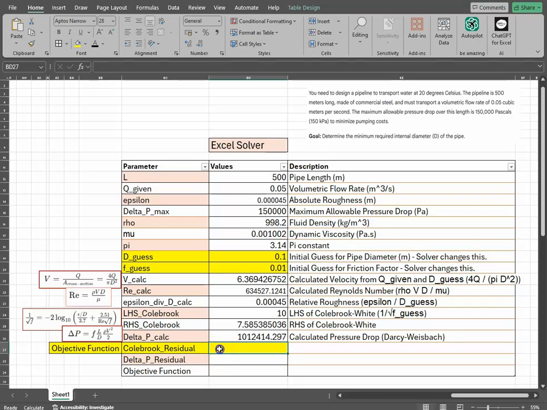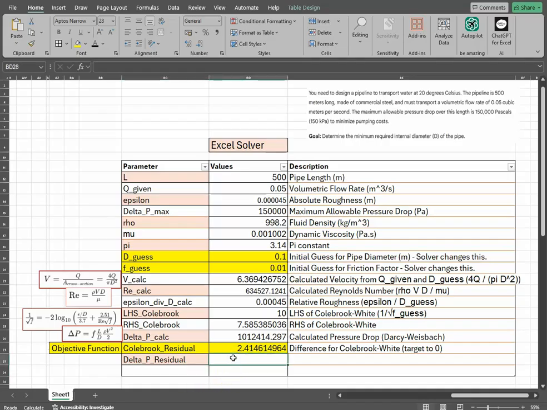Now here is the objective function. Objective function means, if I take this term LHS and RHS in the right hand side, so that will be 0. So here I am doing LHS minus RHS. So that will be my objective function, and our target is 0. So solver will change this value and it will make 0. Then delta P, so this is not the objective function, we don't need that.